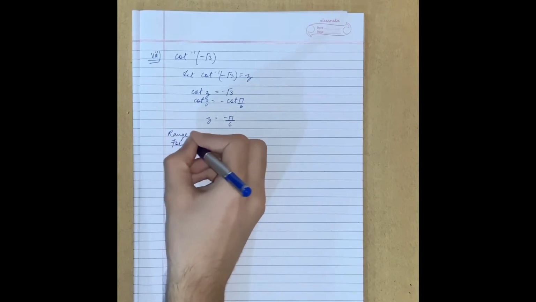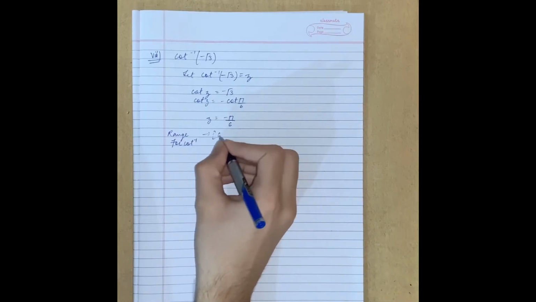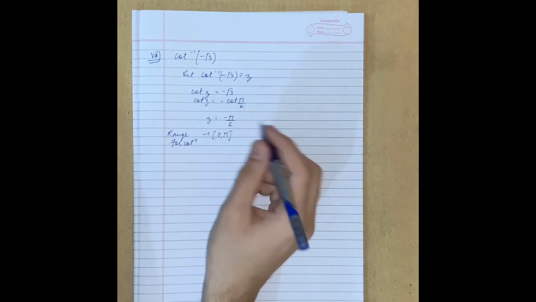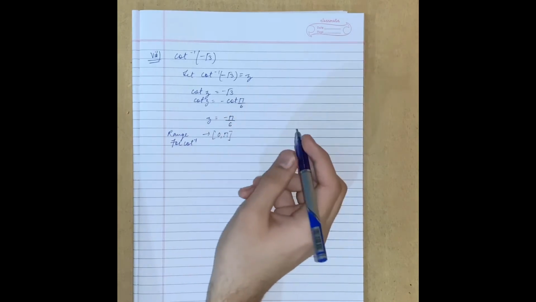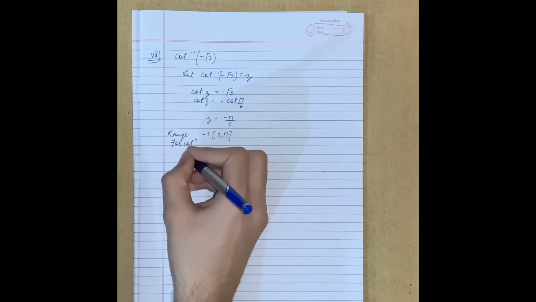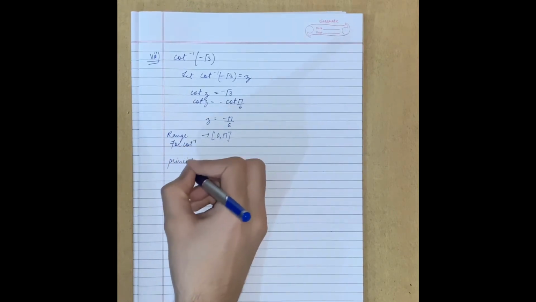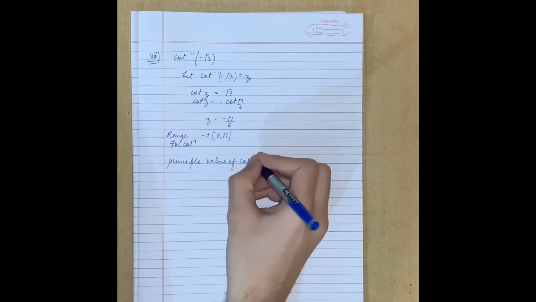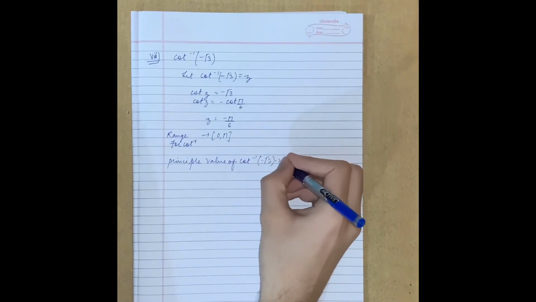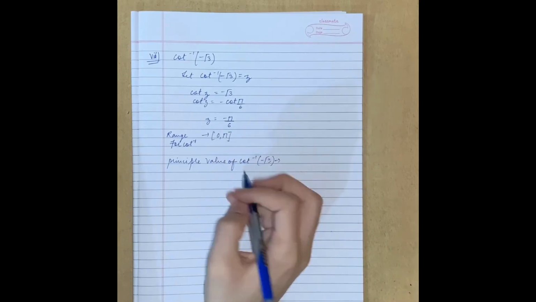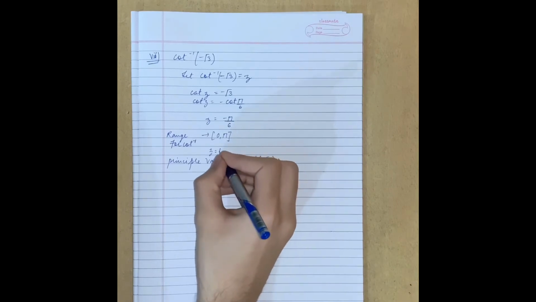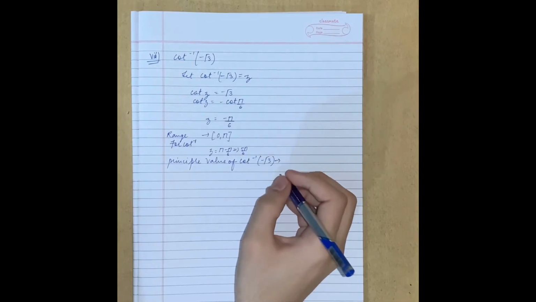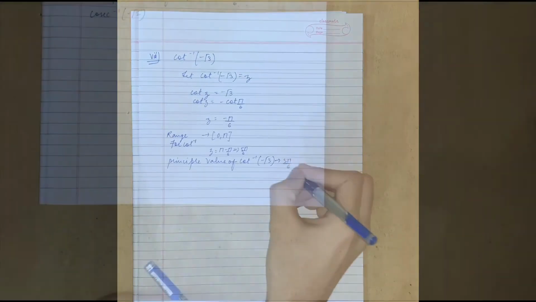for cot inverse is from 0 to pi. It can't be negative, so we will write that the principal value of cot inverse minus root 3 is, so we will take z is equal to pi minus pi by 6, which is 5 pi by 6, as cot is negative in the second quadrant. So we will write 5 pi by 6.